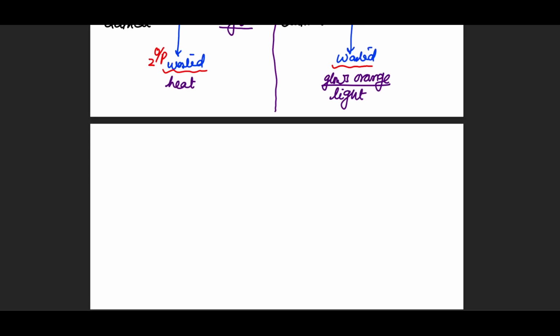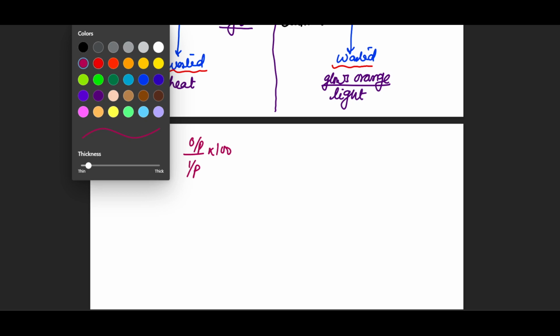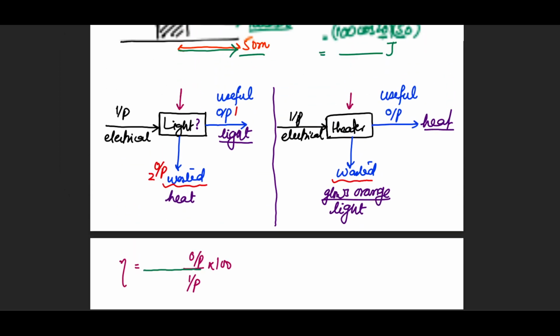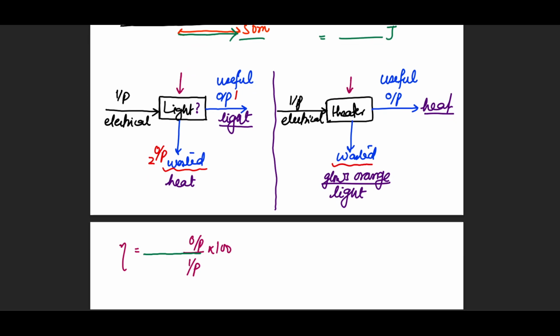What students generally write down for the efficiency is simply output over input multiplied by 100. This is an incomplete definition. This is wrong. Why? Because there is one word that's missing in this definition. If you're talking about output, then you have to specify which output you're talking about. Are you talking about useful or are you talking about wasted?